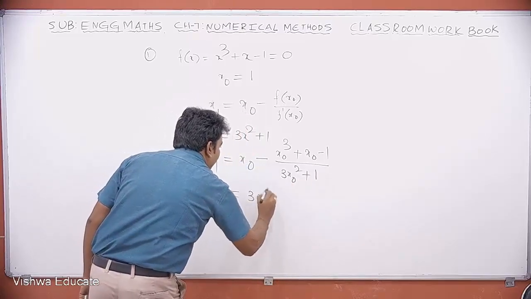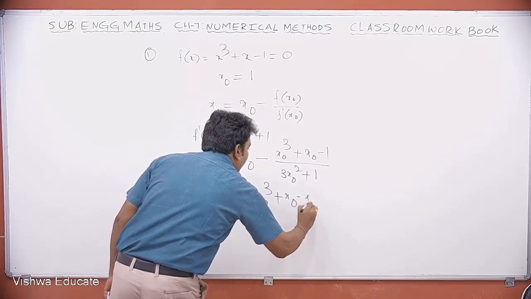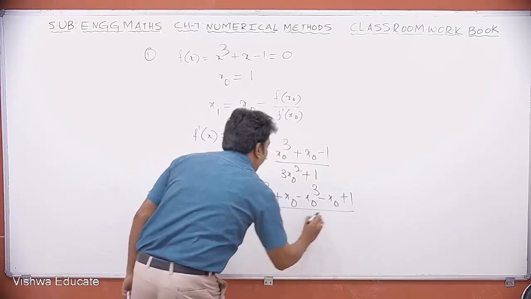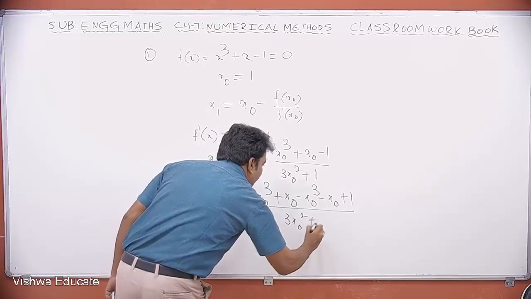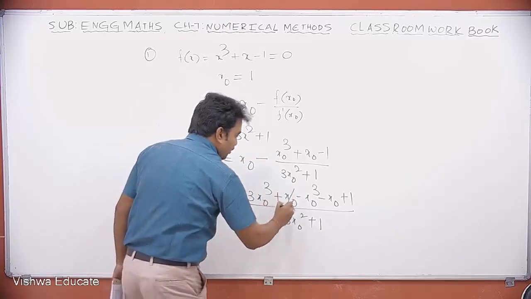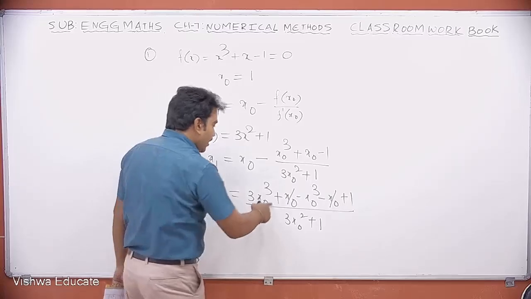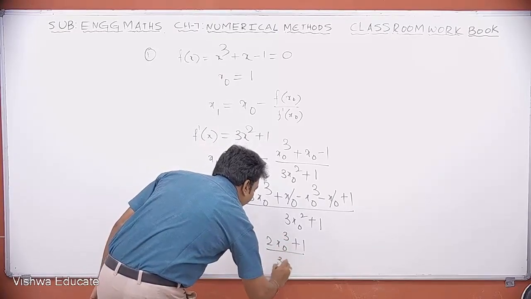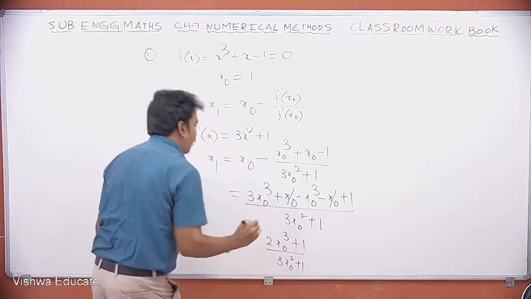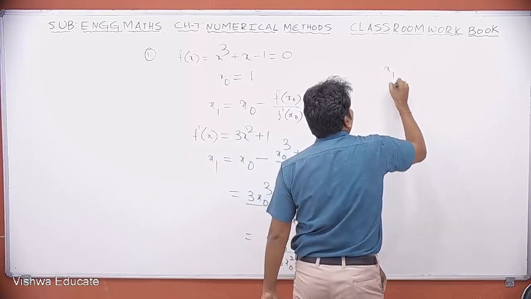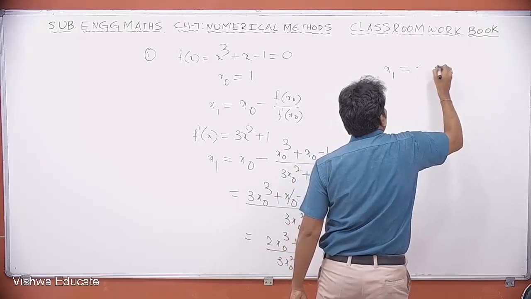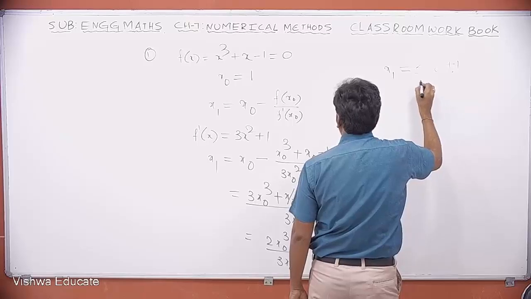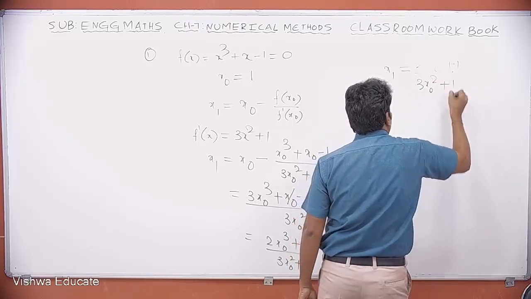Now this gives me 3x naught cube plus x naught minus x naught cube minus x naught plus 1, whole divided by 3x naught square plus 1. Now this plus x naught minus x naught will be cancelled. Therefore this is 2x naught cube plus 1 divided by 3x naught square plus 1. So what is my x1? x1 is 2x naught cube plus 1 divided by 3x naught square plus 1.